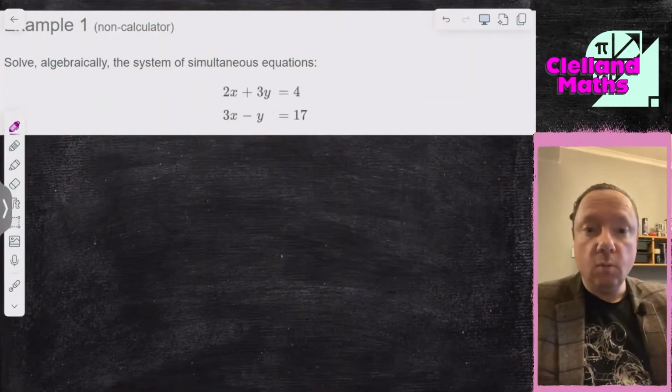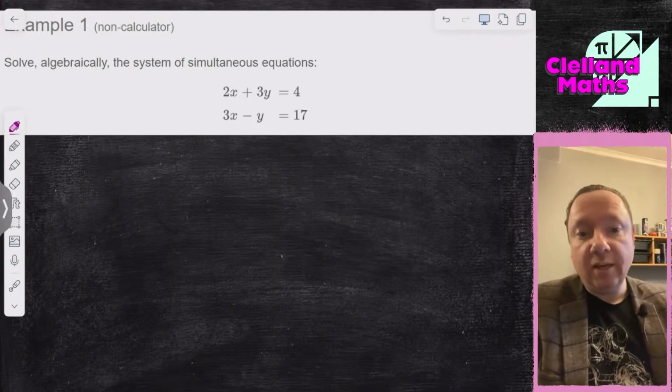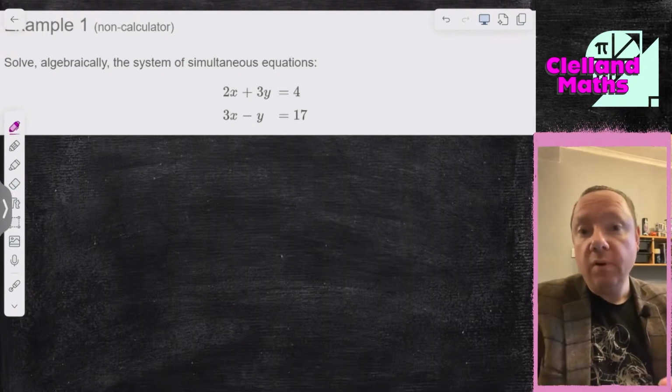Mr. Clelland here from Clelland Maths. So we're doing a live lesson today on simultaneous equations in National 5 Maths. Hopefully you find this useful.